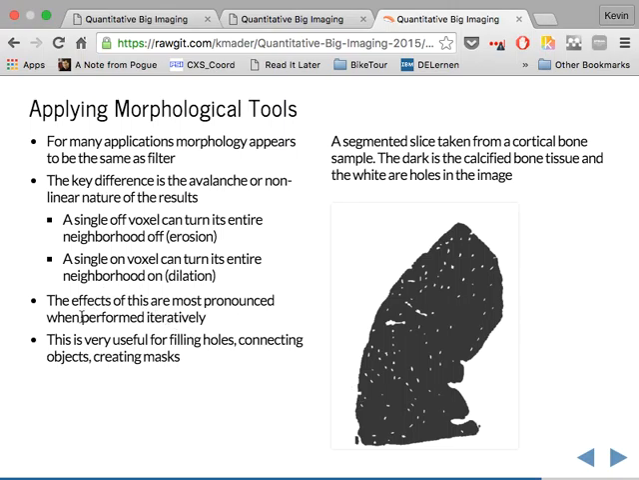We can also perform these steps that we've talked about before iteratively, so that they can fill up larger than just one voxel or two voxel holes. So you can either use a larger neighborhood, or you can apply the same operation over and over again.